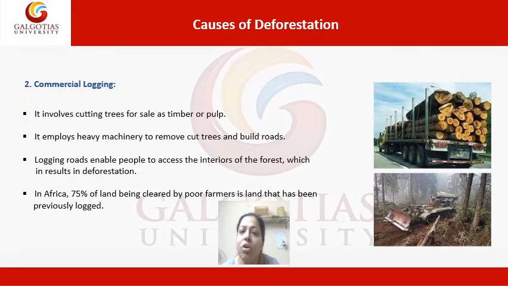Now, the second cause of deforestation is commercial logging. What is the meaning of commercial logging? Commercial logging involves cutting trees for sale as timber or pulp. This is a very important thing because if you imagine a forest, it is a storehouse of very important things. First of all, those trees provide you with timber, with wood. This wood, the timber, can be of enormous commercial uses.